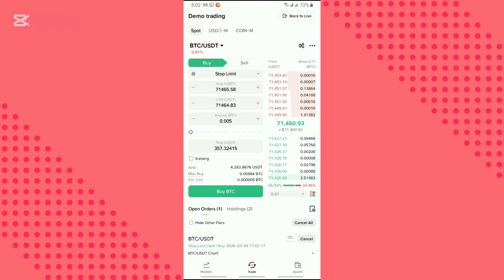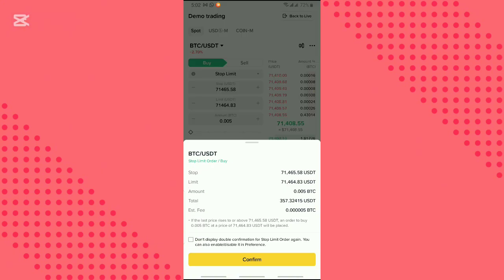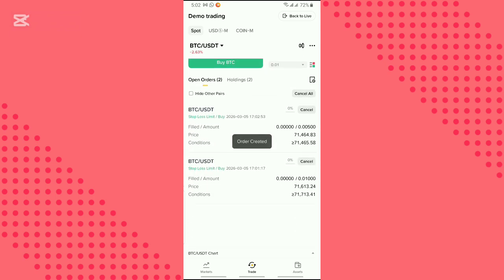Now enter the amount of crypto you want to trade. You can use the percentage buttons like 25%, 50%, 75%, 100%. Once everything looks correct, tap Sell or Buy.